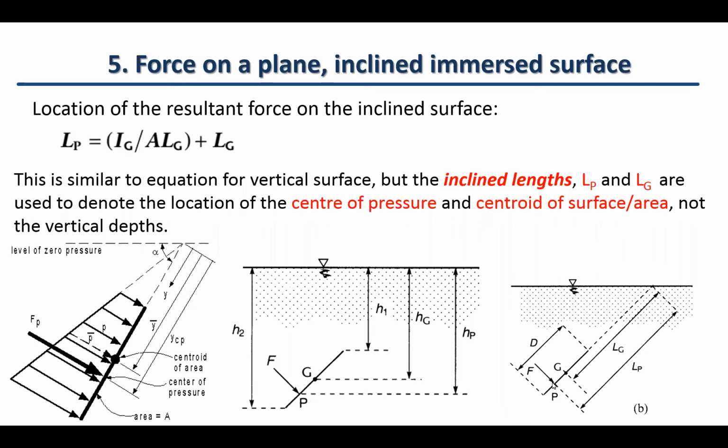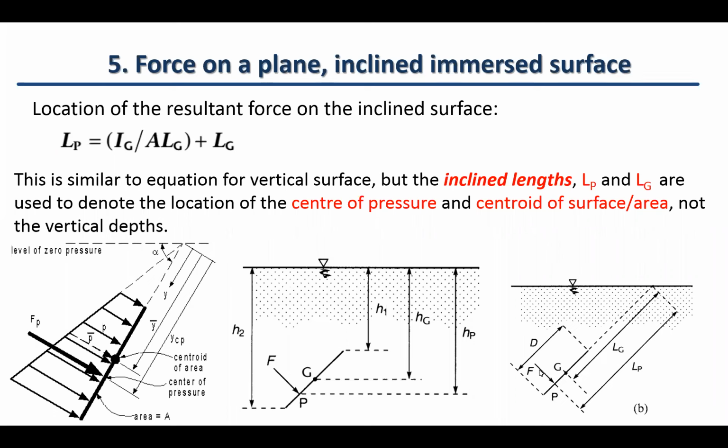For example, let's say F will act on this point, point P, the center of pressure. The inclined length from that point to the surface level we denote by LP. So LP is calculated based on this formula. The only thing that you need to do is to calculate the center of the area, which is LG.